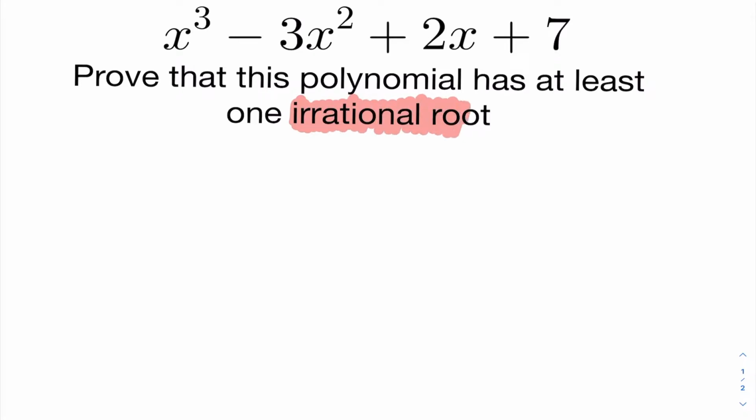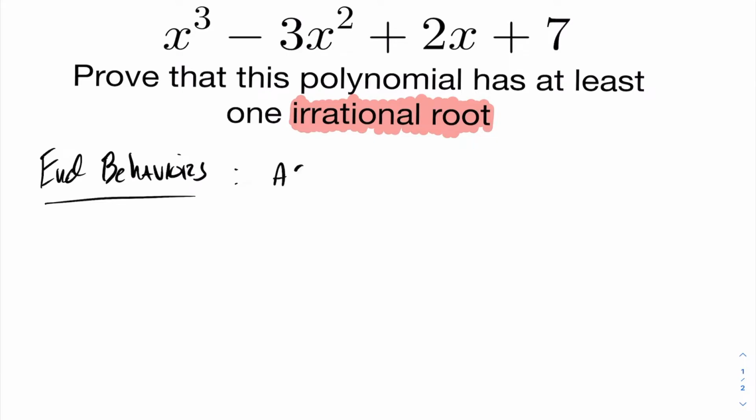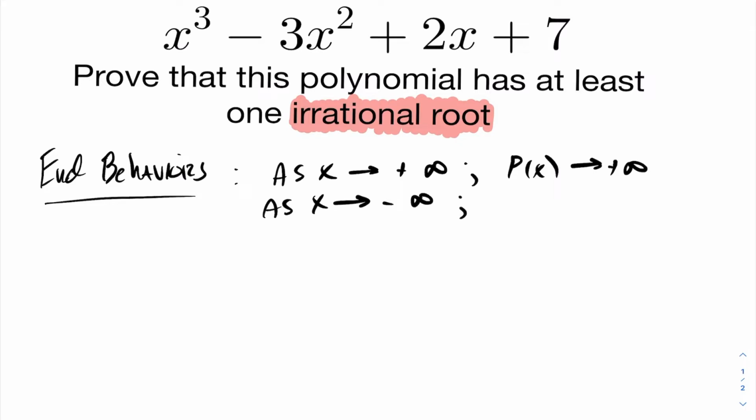If we examine the end behaviors of this polynomial, we can quickly see that it has to have a real root. To see this, notice the following. You'll notice here as x approaches positive infinity, my polynomial p approaches positive infinity. And likewise, if x approaches negative infinity, we can see our polynomial approaches negative infinity. So visually, we have the following.